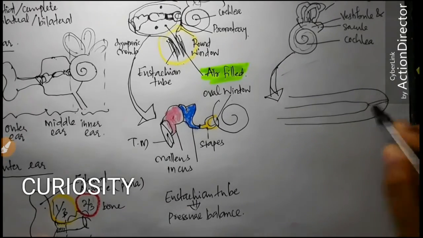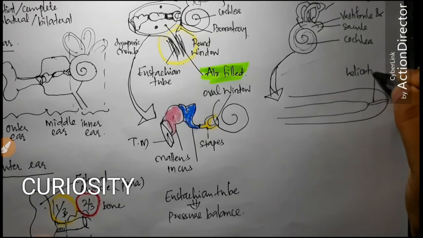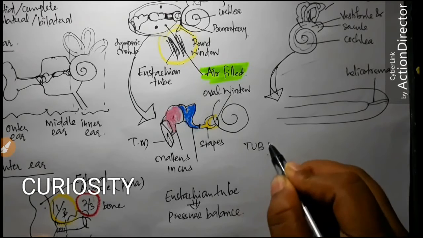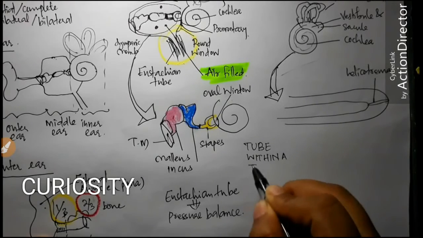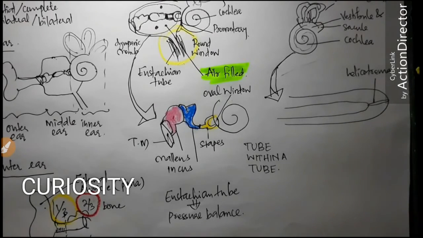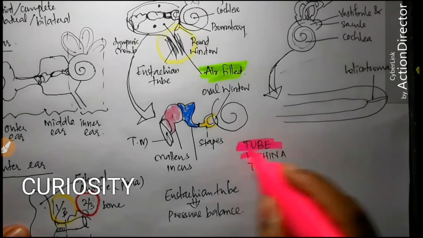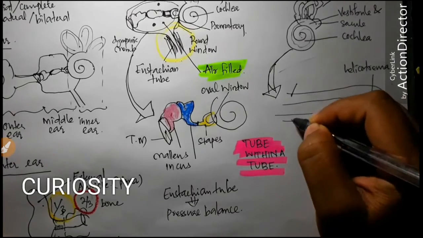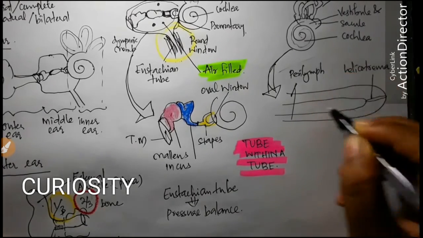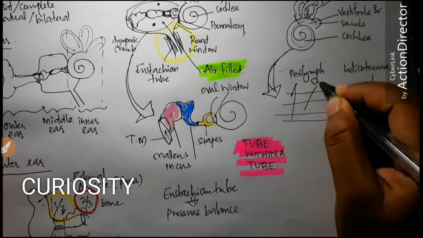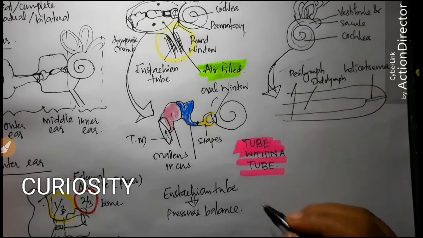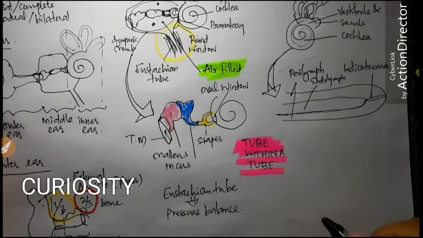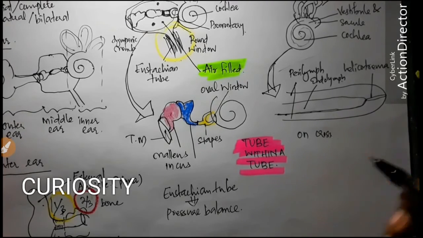If you take a cross section of the cochlea, it is like a tube within a tube structure, and it is divided into scala media, scala vestibuli, and scala tympani. The scala media is the middle tube. I have already told you that media means middle. The scala vestibuli and scala tympani are filled with perilymph, and the scala media is filled with endolymph. This portion is called the basilar membrane.